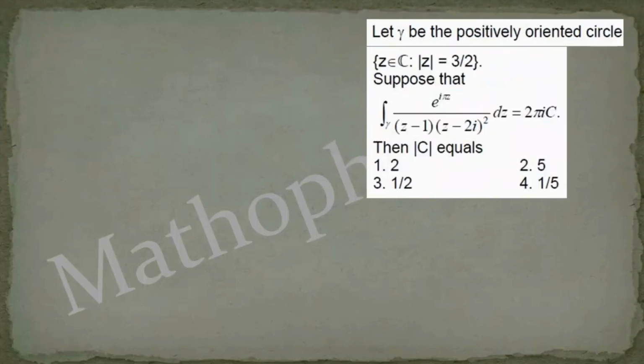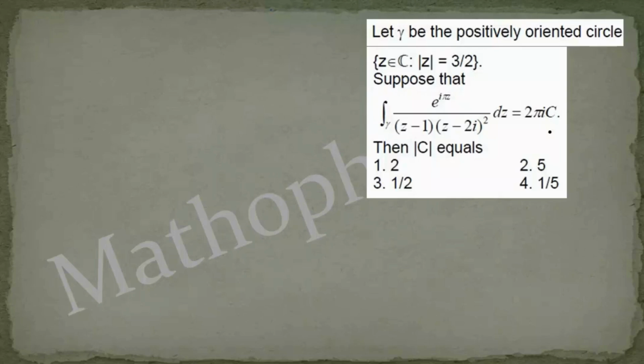Next question. Let gamma be the positively oriented circle, z belongs to C such that mod z is equal to 3/2. Suppose the integral of e power I pi z by (z minus 1)(z minus 2i) square dz is equal to 2 pi I c. Then mod c equals. We need to find this mod c value.